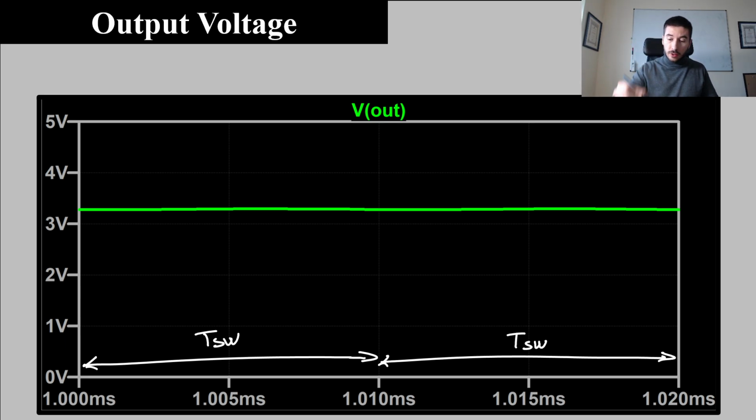Our target was an output voltage of 3.3 volts. Okay, it seems that the output voltage waveform is the correct one because it's between 3 and 4. But we need to see the waveform in detail to check the specific value we have. So what I'm going to do now is to work with a smaller voltage range. I want to focus on this range to see what is the specific value we have.